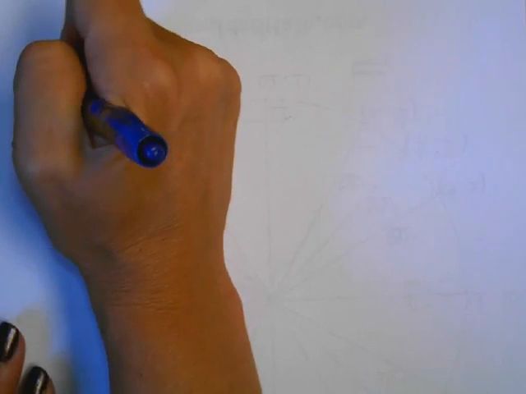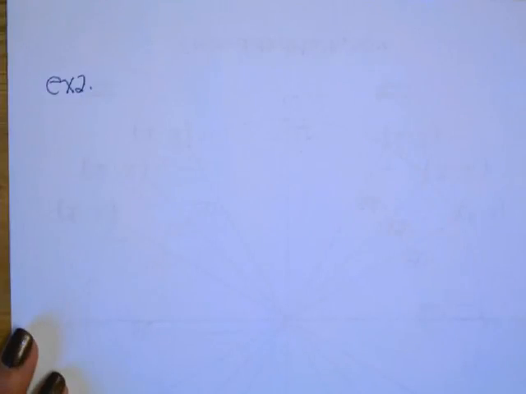Okay. So not all of your problems will have angle of elevation and depression. I'm just going to do one more. Number 2, 44. The length of the base of an isosceles triangle.